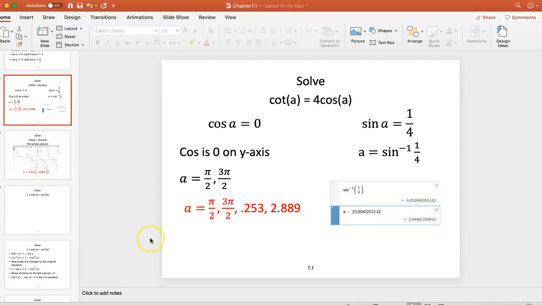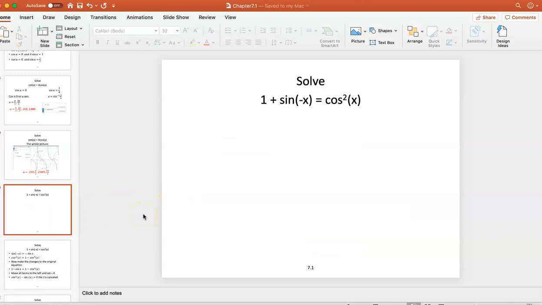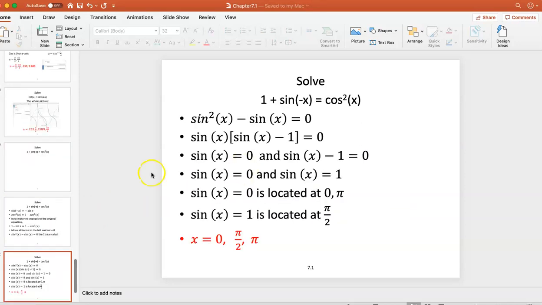Okay, now here's one that, well, actually it's the previous one, and you can see where they intersect here. That's where the lines intersect. So it's kind of like we verified or we checked our work. We're solving this.